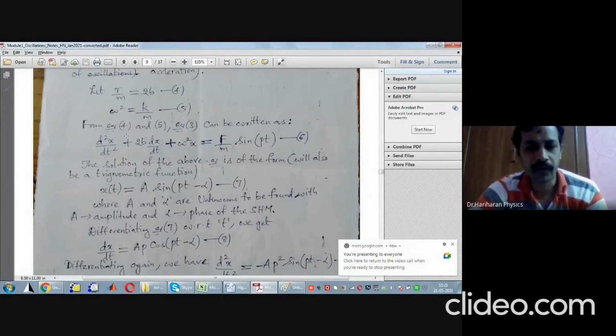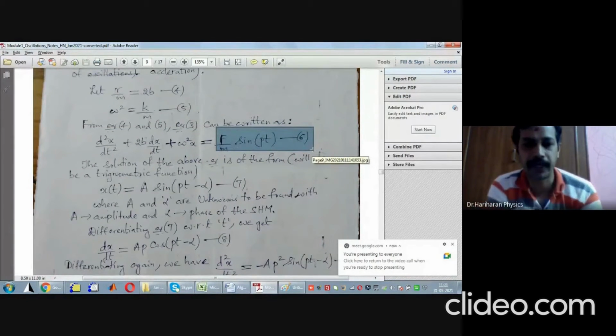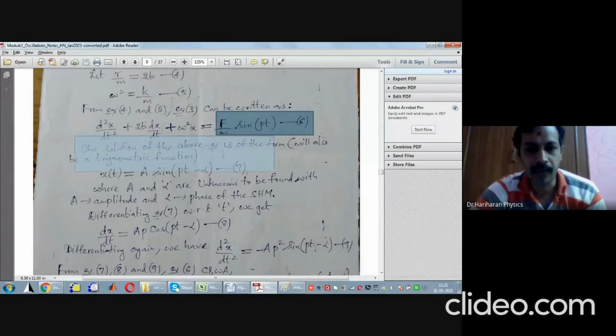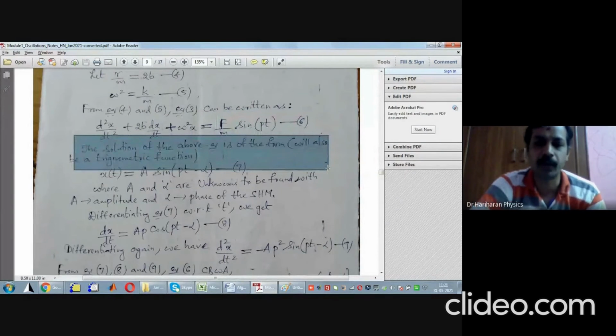So I want to solve this differential equation. My solution will depend on the nature of my external force. The external force is sinusoidal in nature. Therefore, the solution to the problem lies in the problem itself. So what does that mean? The solution of the above equation is of the form, it also has to be a trigonometric function.